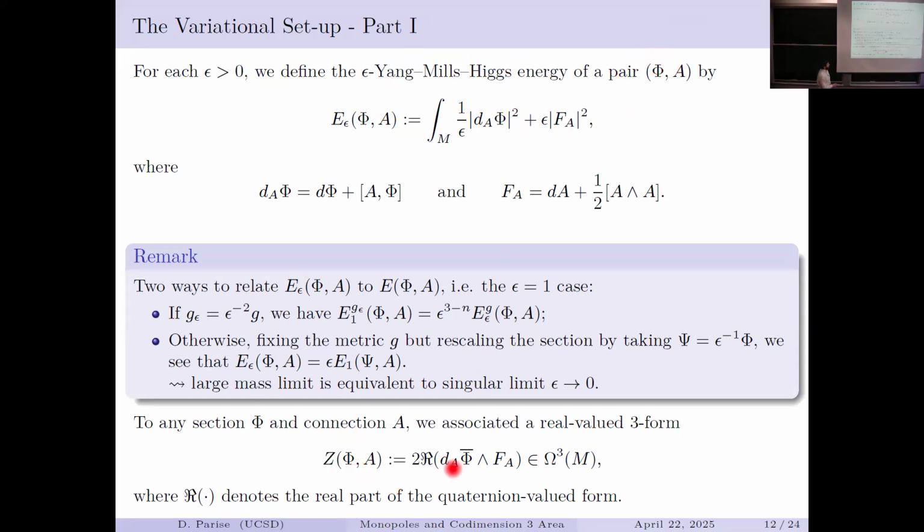And the way in which we get a current out of this object, out of these sections and connections, is as follows. To every section phi and A, and they don't need to satisfy any equation, we can associate the following real valued 3 form, which is given by, well, this is a 2 form. You wedge it with this 1 form. This is quaternionic valued. I just take the real part of it. And this is a real valued 3 form. So it is essentially the real part of the exterior derivative wedge the curvature of the connection. So this is how I can associate a 3 form, so in particular an n-3 current by duality, to any section and connection. These don't satisfy any equation whatsoever.